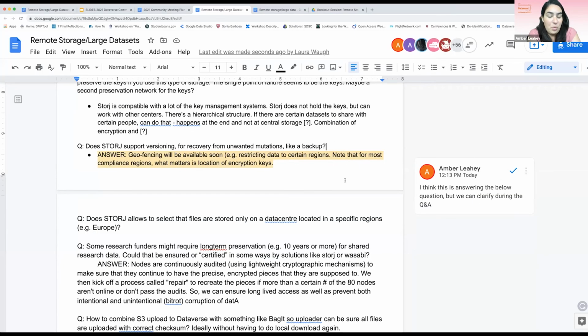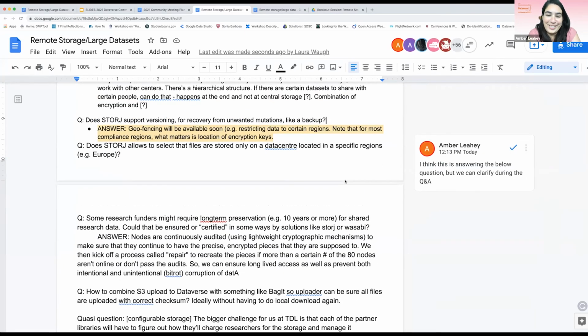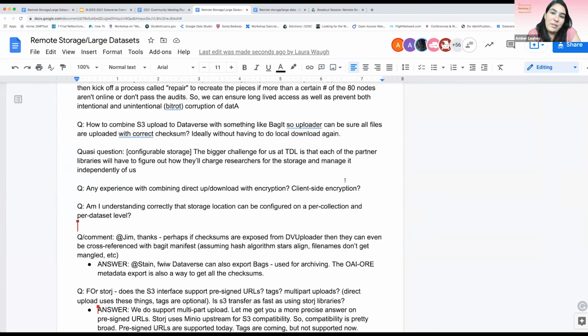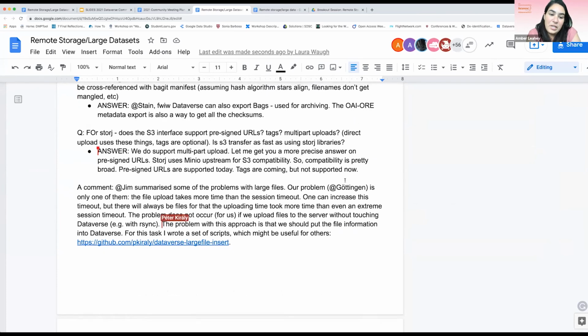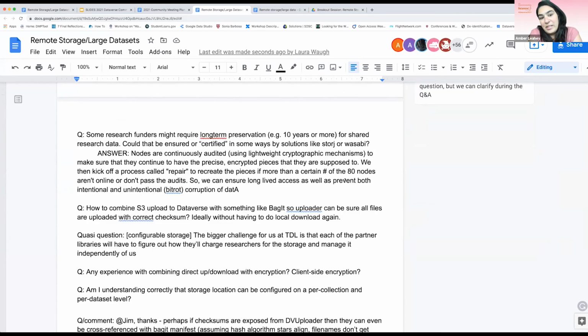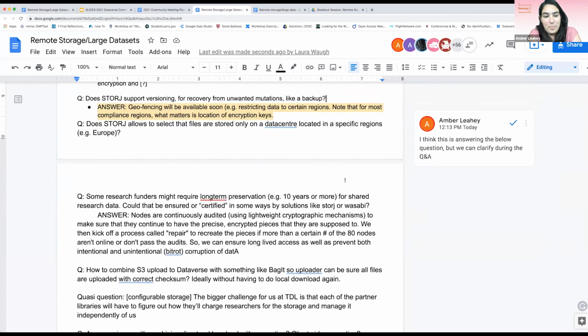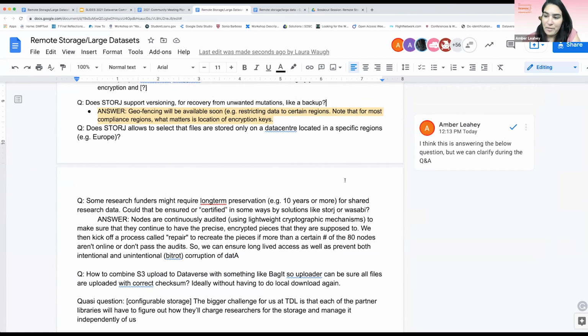So we'll start off. This one's about how to combine S3 upload to Dataverse with something like BagIt, so the uploader can be sure all files are uploaded with correct checksums, ideally without having to do a local download again. So what do people think? Is there any solution there, maybe if you're storing files externally for preservation, accessing those via that mechanism? Jim, did you want to maybe answer that first?